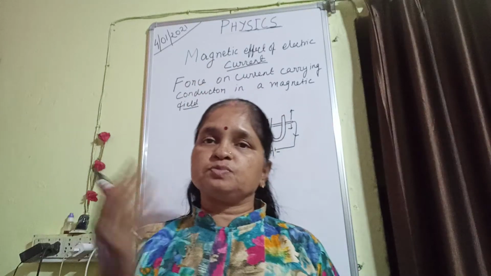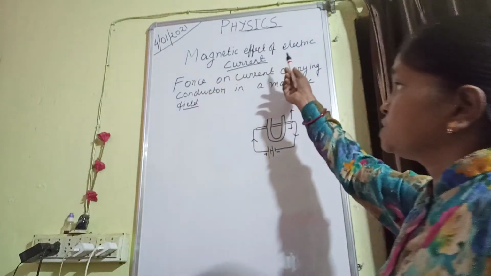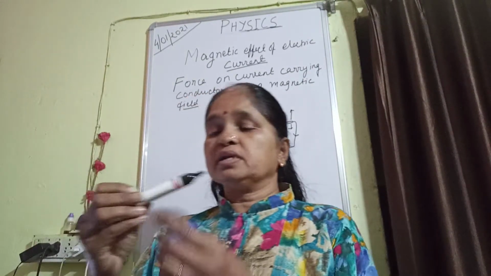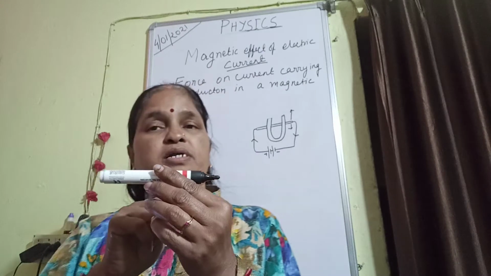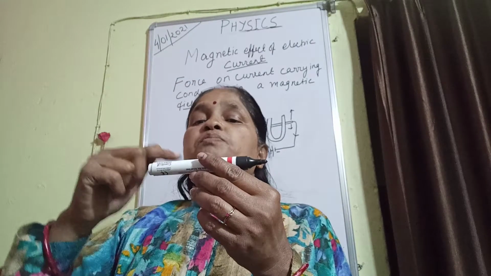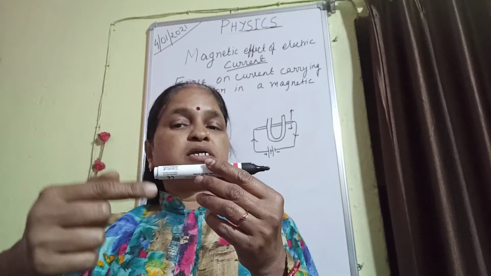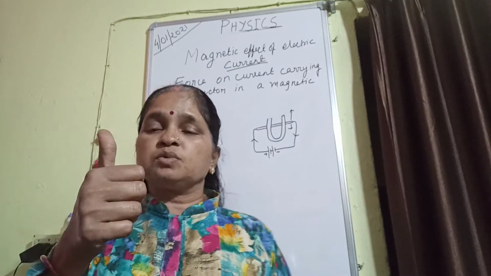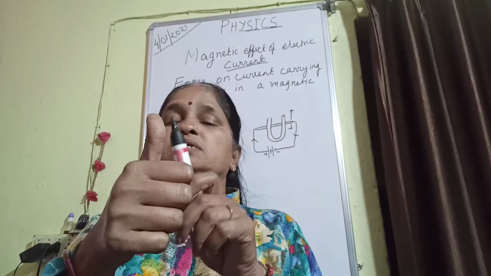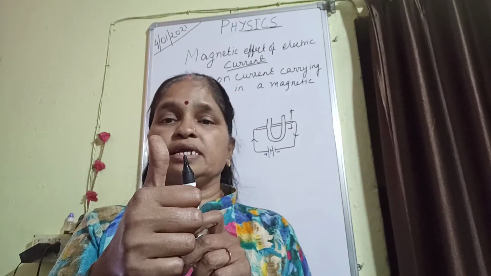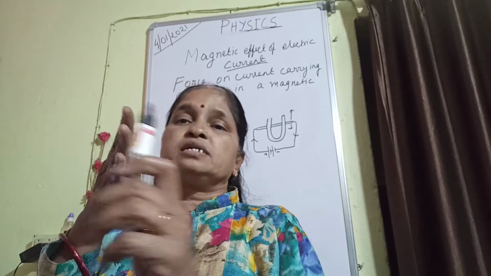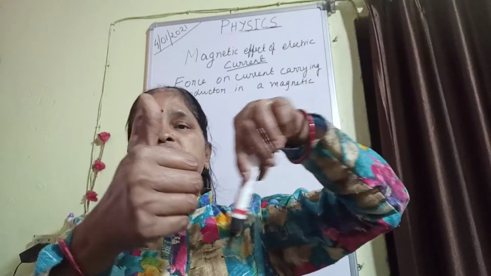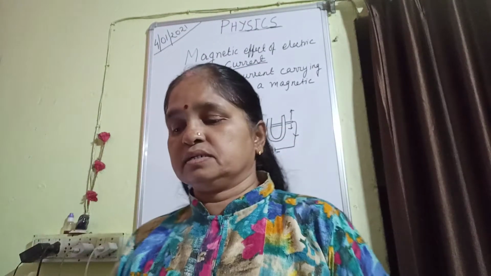Good morning, students. Let's proceed with our chapter, magnetic effect of electric current. Till now we have studied that when current passes through a current carrying conductor, a magnetic field is produced around the conductor, and that is given by the right hand thumb rule. Right hand thumb rule states that if the direction of the thumb of the right hand indicates the direction of the current, then the direction of the curled fingers shows the direction of the magnetic field produced around the conductor.